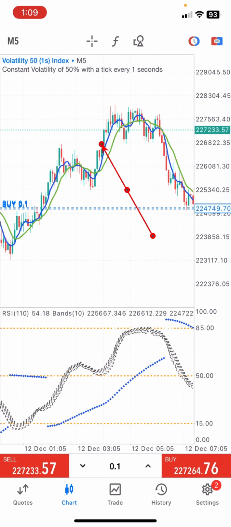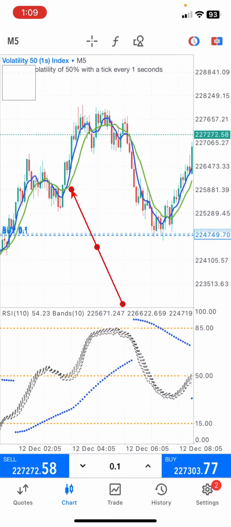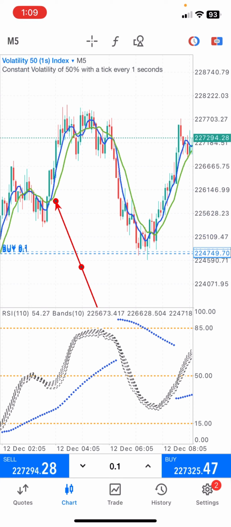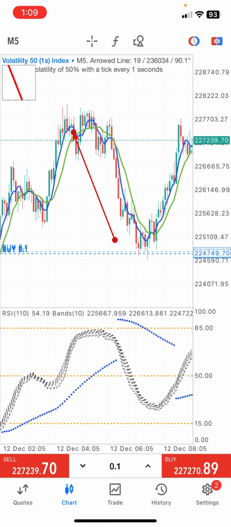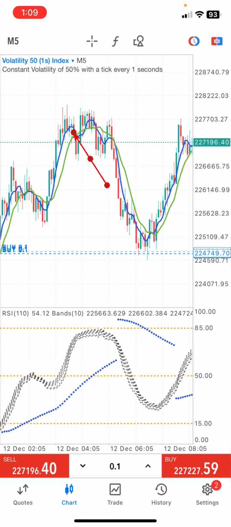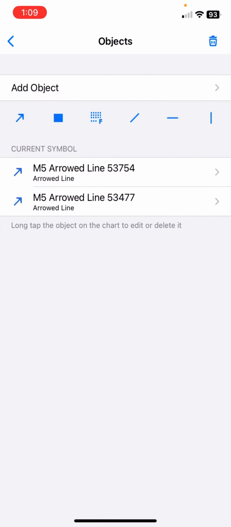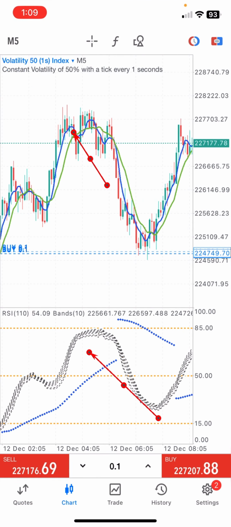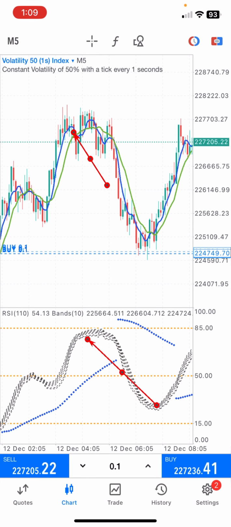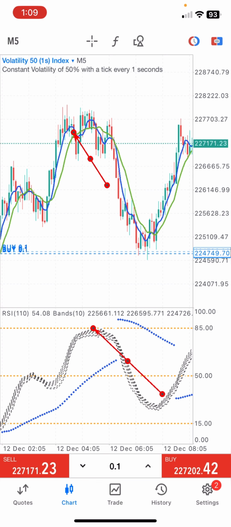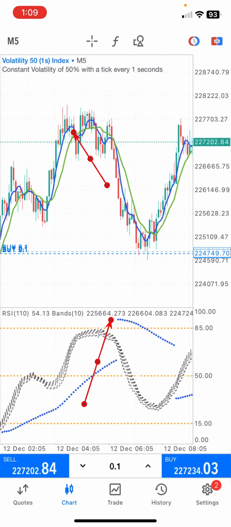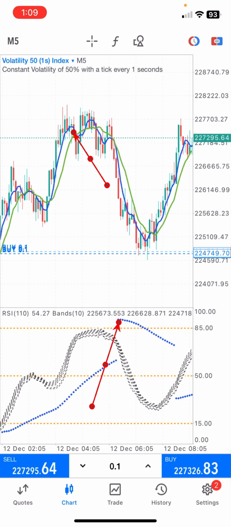Now for a sell trade, how do you take a sell with this strategy? Same thing applies, just with a different explanation. The first thing you want to pay attention to is the Bollinger Bands. Wait for the Bollinger Bands to come and touch the 85 level of the RSI. When they do, the next thing you are waiting for is the parabolic SAR dot to show.